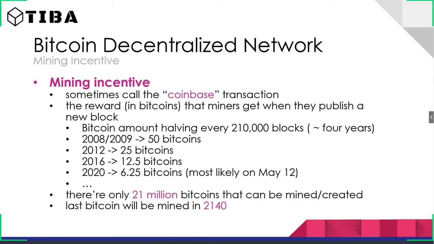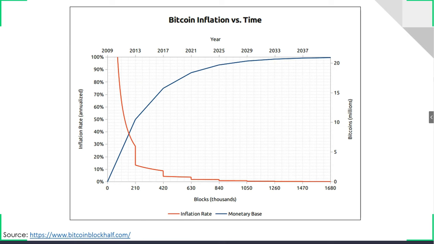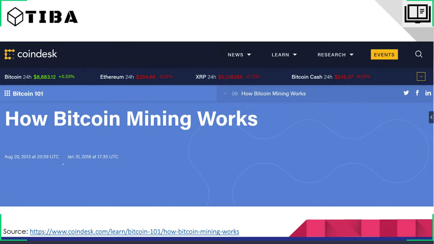As a result of the cutting in half, there are only 21 million Bitcoins that could be mined or created. That's a design by Satoshi, right? And if you calculate it, the last Bitcoin will be mined in 2140. So here's the Bitcoin inflation rate versus time. You can see that as the years go, the inflation rate of Bitcoin actually decreases dramatically over time, approaching zero. So that's a very good design for a currency. Here's an article on how Bitcoin mining works on CoinDesk that you can check out if you're interested.